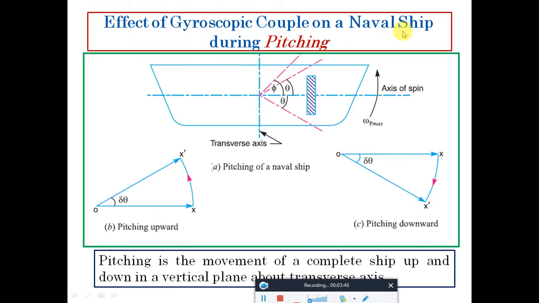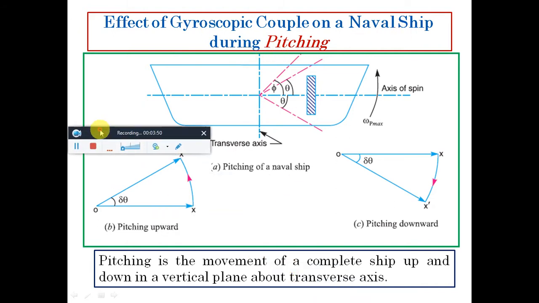And this is the effect of the gyroscopic couple on a naval ship during pitching. So what do you mean by pitching? It is the movement of a complete ship up and down in a vertical plane about the transverse axis. So it will have an up and down motion. That is why it is denoted as the axis of spin, and it makes some angle theta for up and down. So this is pitching.